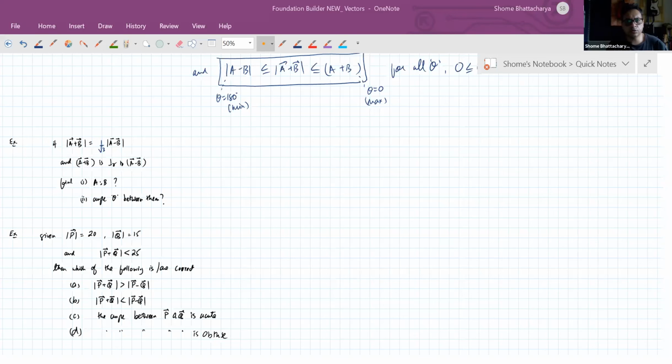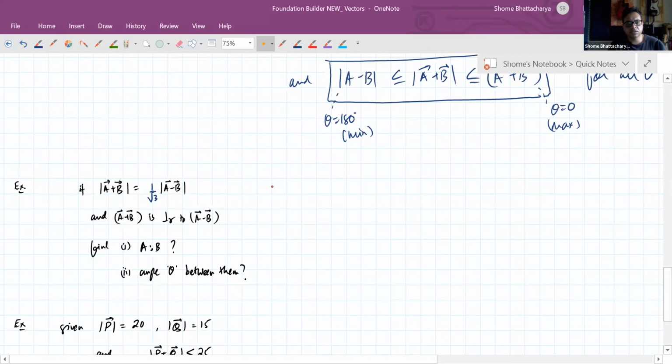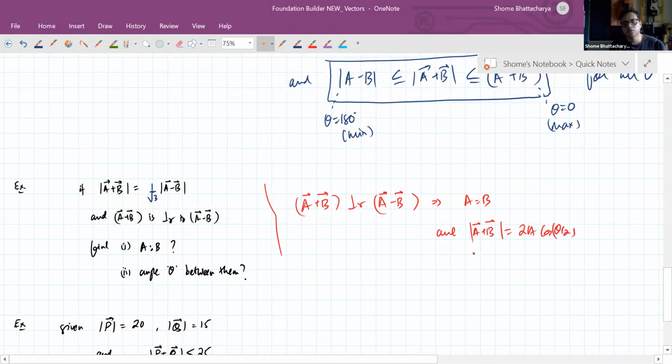Okay, so let's work out both of these. So the first one, you can just understand in the first one that a plus b is perpendicular to a minus b, means that magnitude of a is equal to magnitude of b, and this will be 2a cos theta by 2, and this will be 2a sin theta by 2.